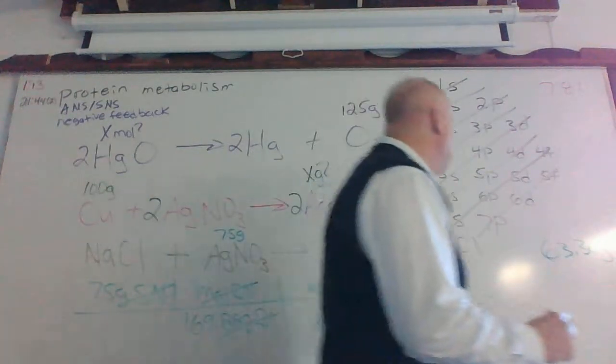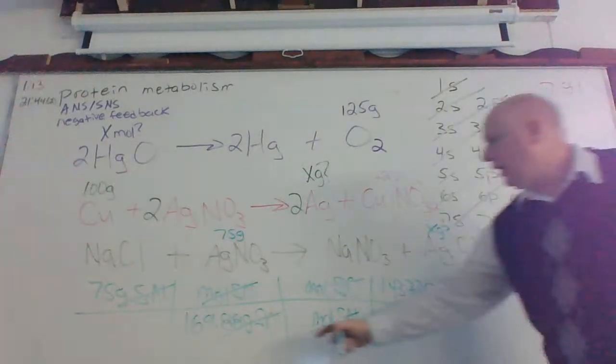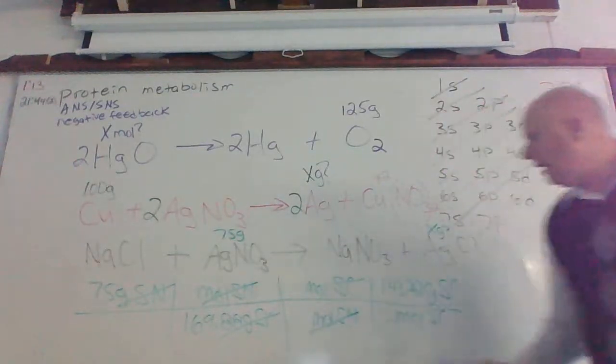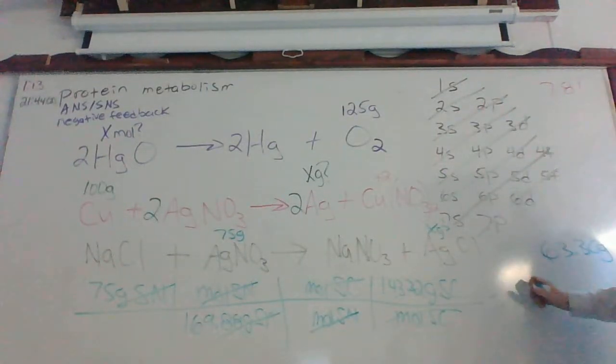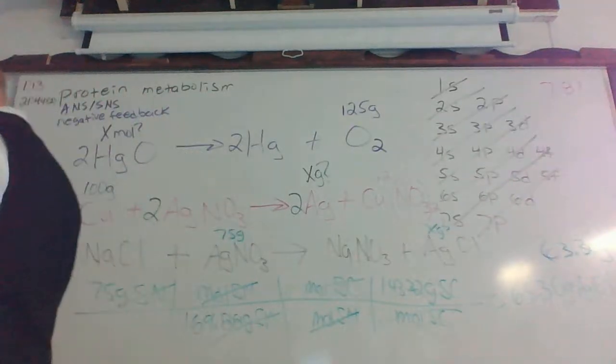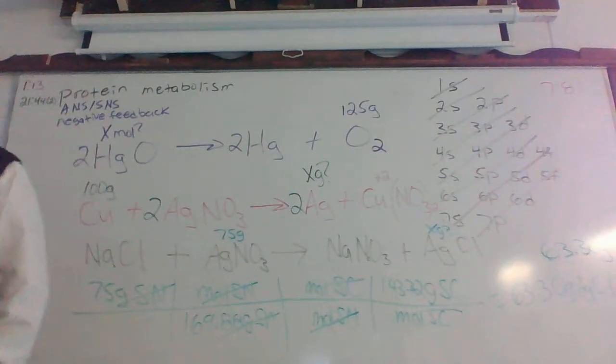You multiply these out and divide by 169, so notice 75 times 143 divided by 169, and that gives you your 63.30 grams of silver chloride. Yeah, that's just rounding up to the three. All right, so left side, middle, right side.